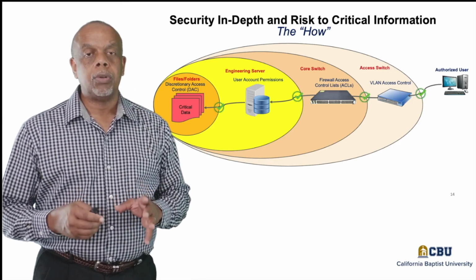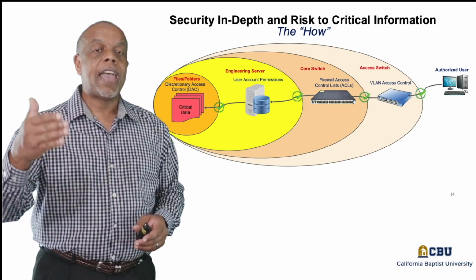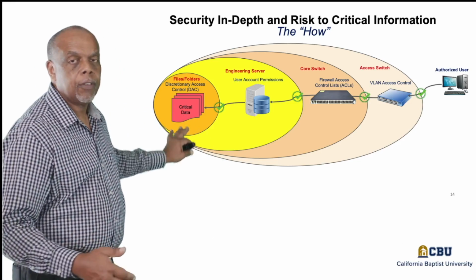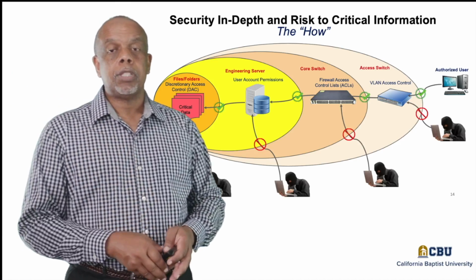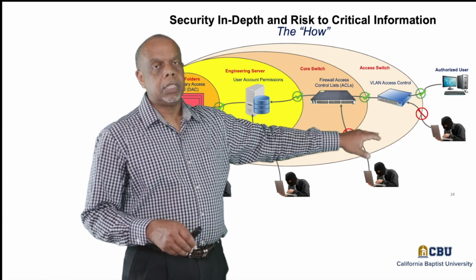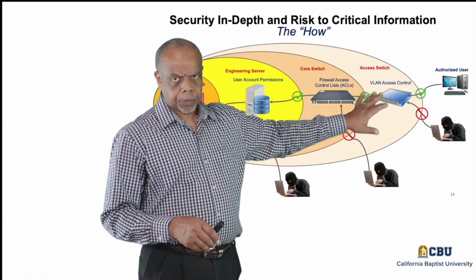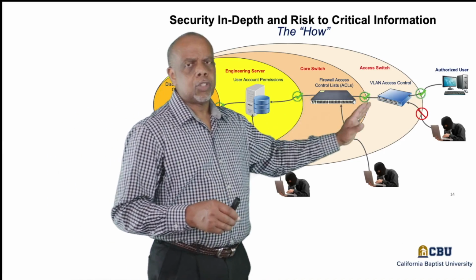I want to ensure that the information owner has the ability to control who they give file access to for that critical information. At the same time, we want to be sure that we are stopping the adversary at each of these touch points, at each of these layers, each of these layers of the onion. You know, that's how you hear it called, the onion that you peel back.